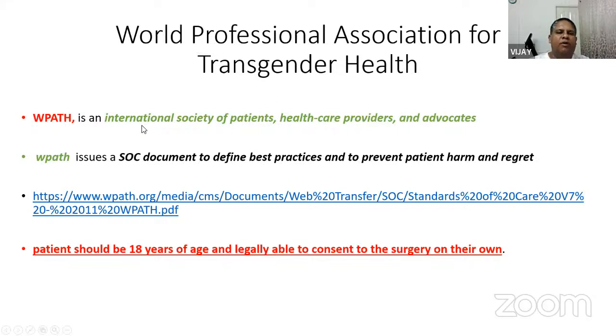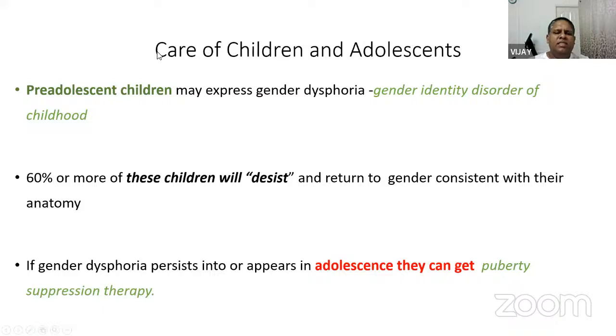It is a group of International Society of Transgender Patients, Healthcare Providers, and Advocates. They issue the standard of care document to define the best practices so that we can prevent patient harm and regret. The patient should be more than 18 years to give consent for gender reassignment or gender affirmation surgery. The same gender dysphoria disorder also may come in children and adolescents.